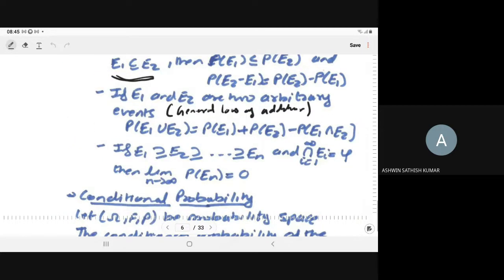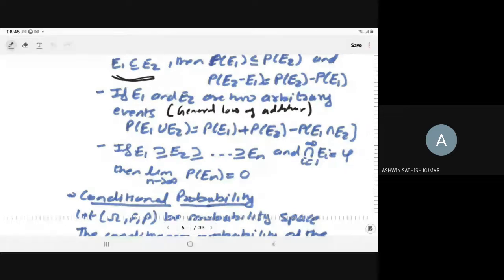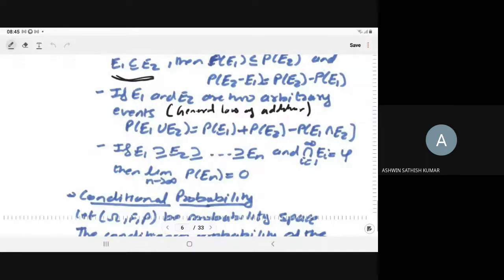Now, if E1 is a superset of E2, E2 is a superset of E3, and so on, En minus 1 is a superset of En, then the infinite intersection is equal to phi. Then the limit as n tends to infinity, P of En is equal to 0.